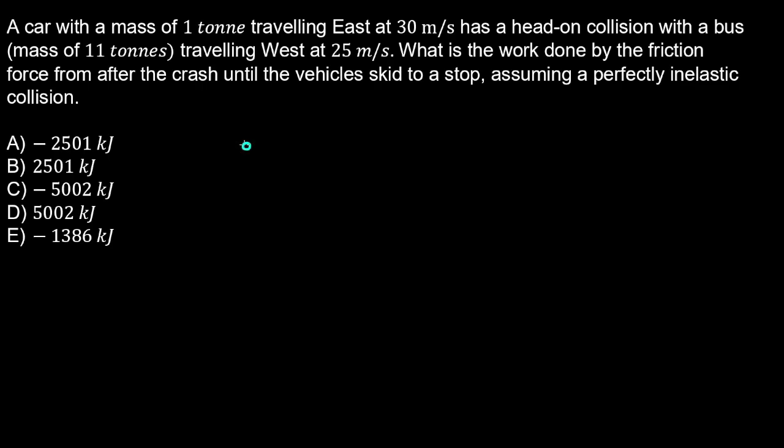A car with a mass of 1 ton, which is travelling east at 30 meters per second, has a head-on collision with a bus travelling west at 25 meters per second. What is the work done by the friction force from after the crash until the vehicle skids to a stop, assuming a perfectly inelastic collision?